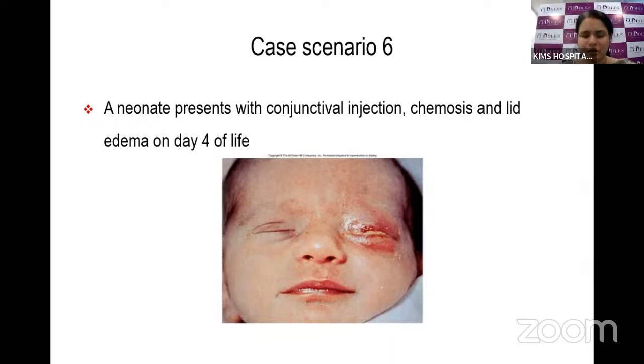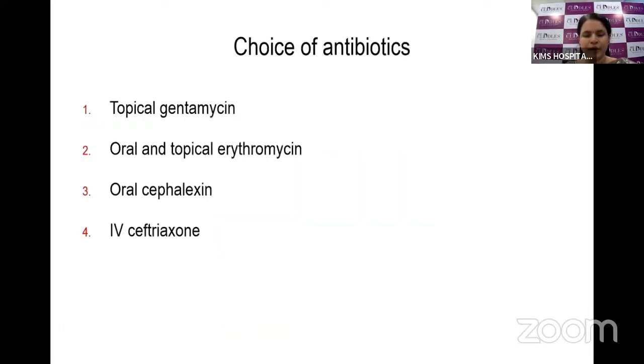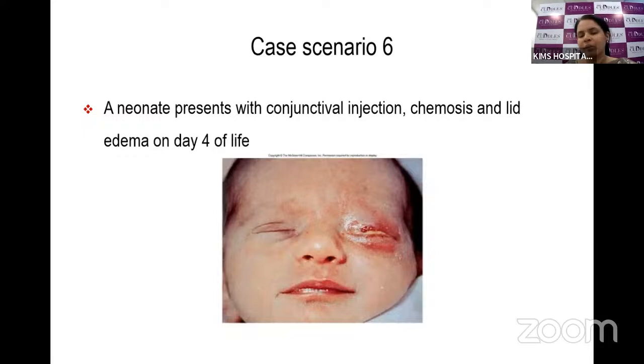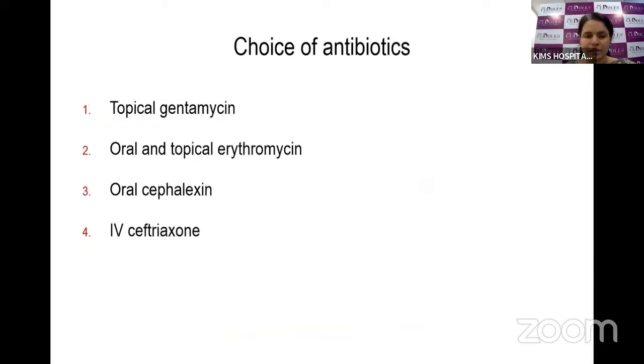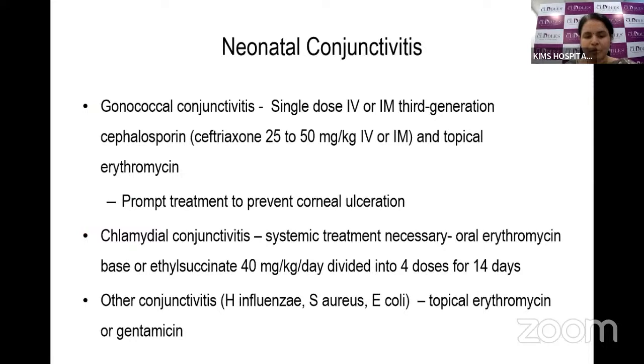This is a self-explanatory picture of a newborn that presents with conjunctival injection, chemosis, and lid edema on day 4 of life. Now, when we have a baby who is presenting to us with conjunctivitis, various possibilities come in front of us. This could include H. influenzae, Staph aureus, E. coli, where topical erythromycin or gentamicin drops would suffice. Tobramycin is also used. We may have the possibility of chlamydial conjunctivitis, where systemic therapy with an oral macrolide is generally preferred for a duration of around 14 days.